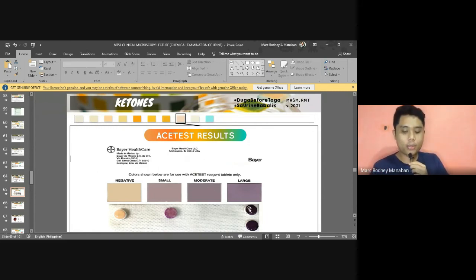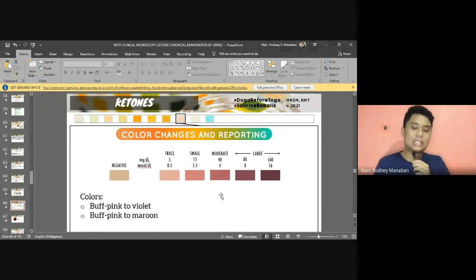The darker the color, the greater the concentration of the ketone bodies. For reagent strips, it's still the same with your tablet: purple. Buff pink to violet or buff pink to maroon. But the majority is purple, as you can see. Ayan, purple.